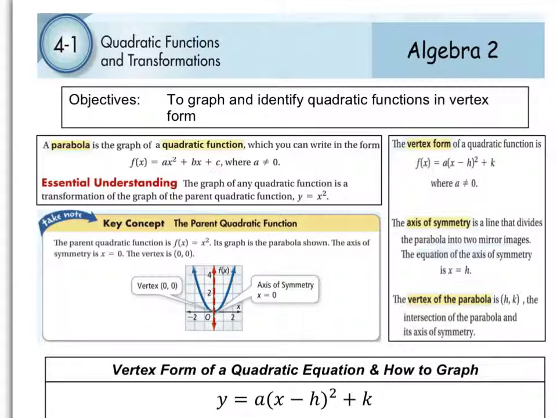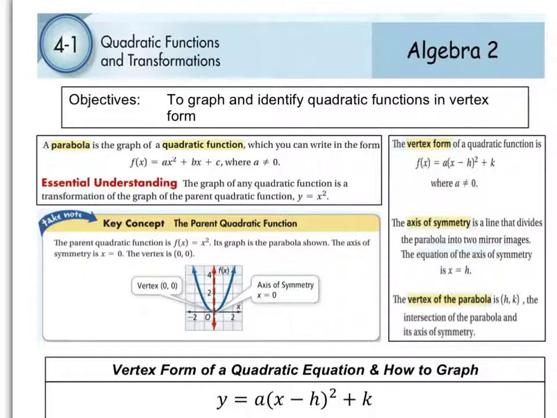Okay, this is section 4.1, quadratic functions and transformations. We're going to be learning about a new equation to graph this time. So our objective here is to graph and identify quadratic functions in vertex form.